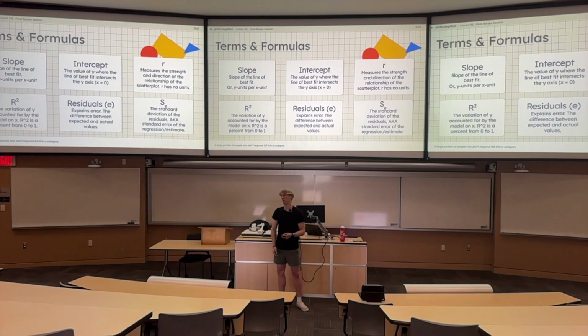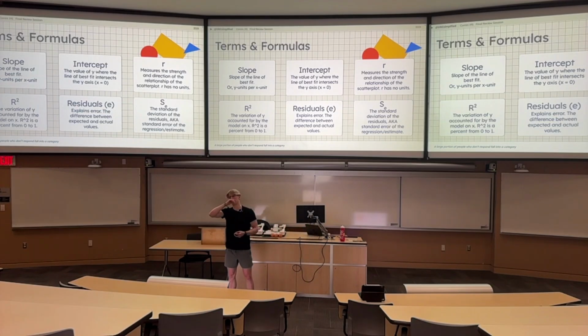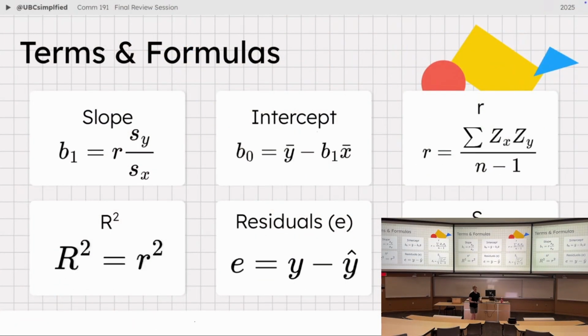Then the intercept is created from a formula with the slope, and essentially it's just the intersection with the y-axis. There's not too much inference to do with the intercept, but there's the formula there if you ever need to calculate it.